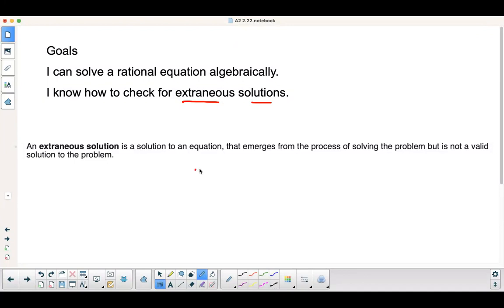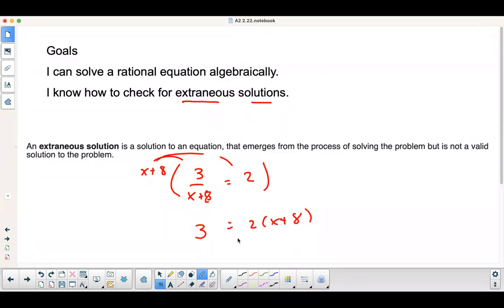So, if I have 3 over x plus 8 equals 2. Okay? So you could cross multiply, or another trick is to just multiply by your common denominator. And when you come here, these cancel, so you just get 3. And when I come over here, I get 2 times x plus 8. It ends up being the same as cross multiplying. But you do your algebra and you get your answer.